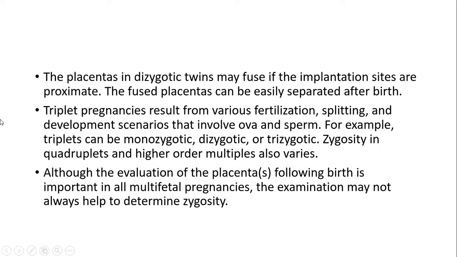Placentas with dizygotic twins may fuse if the implantation sites are proximate. Triplet pregnancies result from various fertilization, splitting, and development scenarios that involve ova and sperm. For example, triplets may be monozygotic, dizygotic, or even trizygotic. Zygosity in quadruplets and higher order multiplets also may vary.